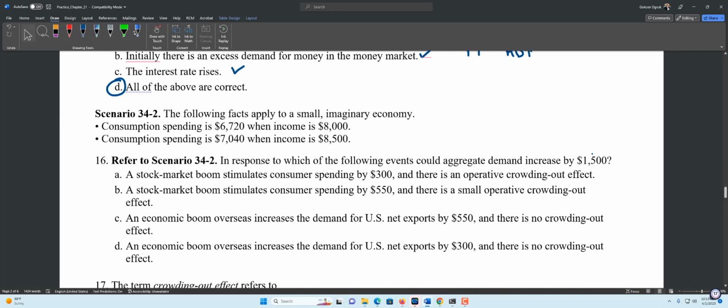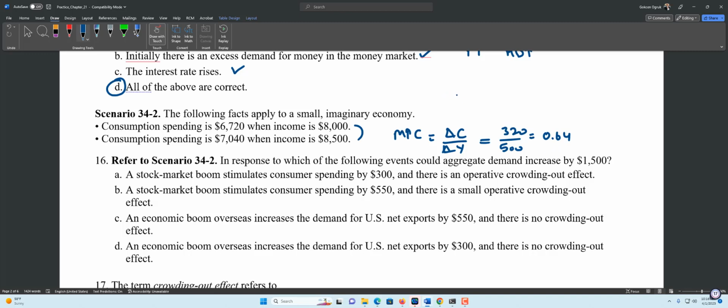Question 16. The following facts apply to a small imaginary economy. Consumption spending is 6,720 when income is 8,000, and then is 7,040 when income is 8,500. In response to which of the following events could aggregate demand increase by 1,500? So we need to find out first marginal propensity to consume, and we know that marginal propensity to consume is change in consumption divided by change in income. The income changes by 500 and consumption changes by 320. Therefore, this tells us that 0.64 is the marginal propensity to consume.